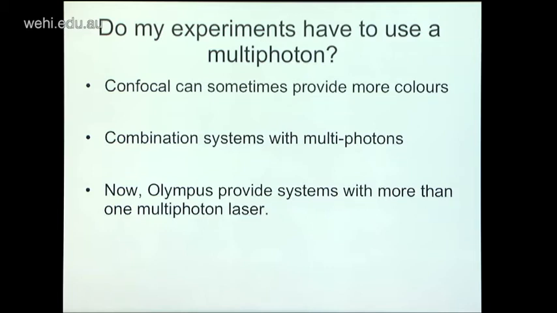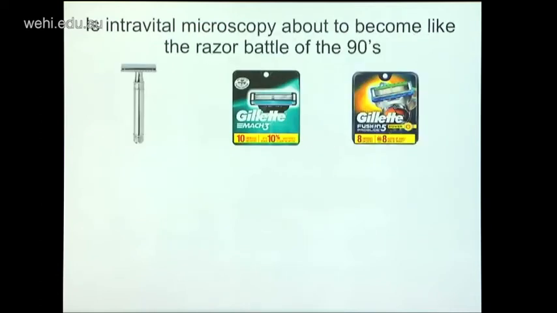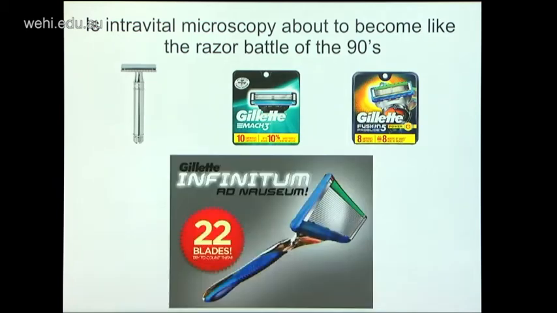Now, this has started to go up a notch recently, and I'll touch on this: people like Olympus have said, well, why do we have to have just one multiphoton laser? Why can't we have two? And it's reminiscent of the situation from the 90s. And I know a lot of the honors students were probably babies in the 90s and not shaving. But we had a single razor, and then Mach3, Gillette came out and put 3 on there, and then they said, well, let's put 5 on there, and it just went further and further out of control. And the suggestion was that we get to the point where we're going to have 22 blades or something like that. But in the case of microscopy, that's actually not too ridiculous an idea.